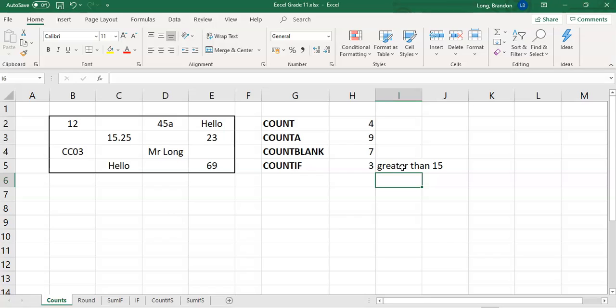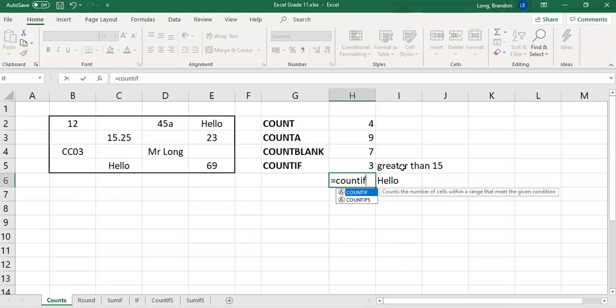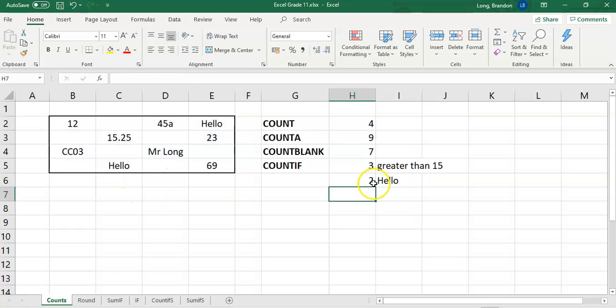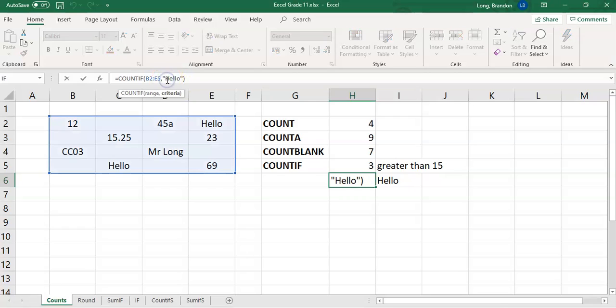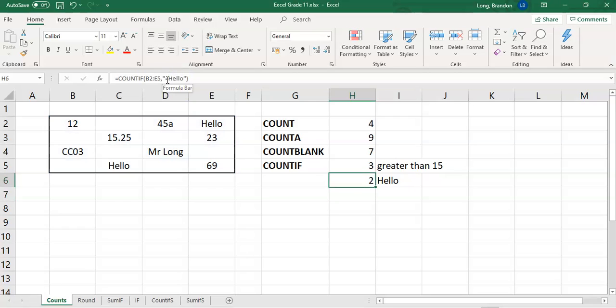Now, what happens if you want to count how many hellos there are in this block? So we can say equals CountIF, and we're going to look in this range. Comma, what are we looking for? We're looking for the word hello. So you can actually just type in the word hello if you were looking for it exactly like it is. That would work. Okay, so it finds two of them. Yes, there are two of them. And if I said equals hello, you get the same results.